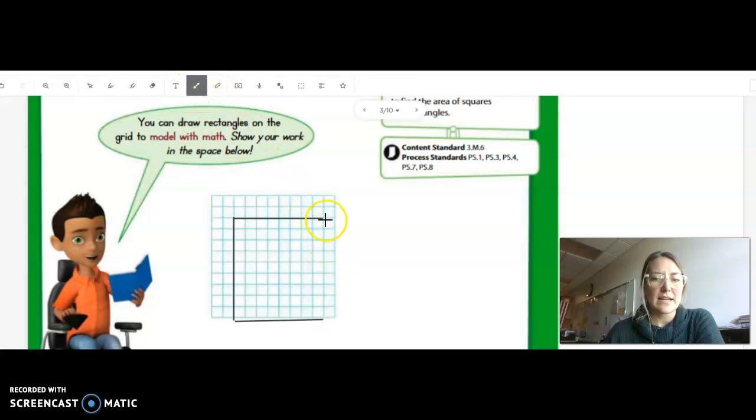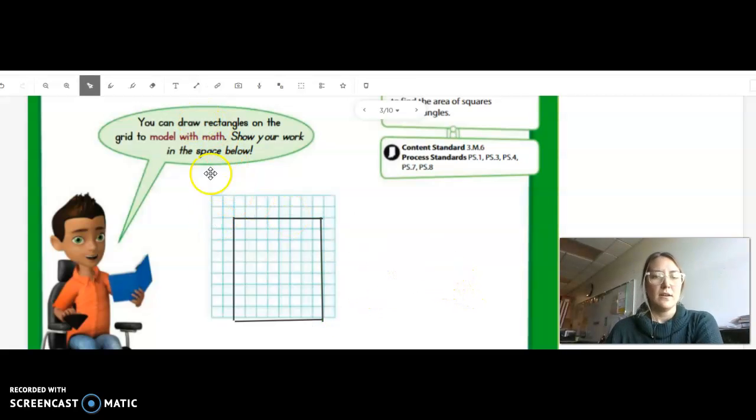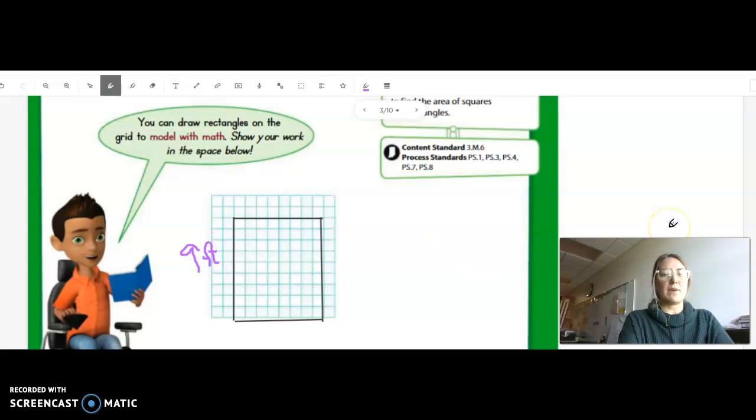Now our length times width to find the area only works for rectangles and squares. So I'll go ahead and write out my length, which is 9 feet, and my width, which is 8 feet. Remember, if you need to pause the video so you can write this out on your page, you may pause the video.